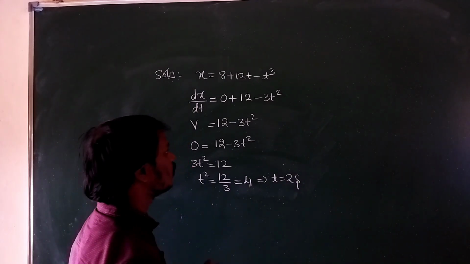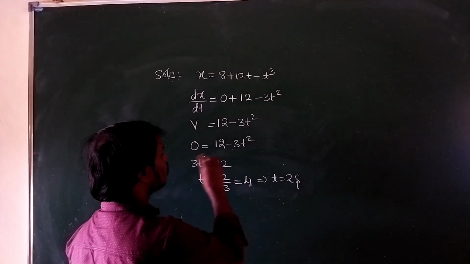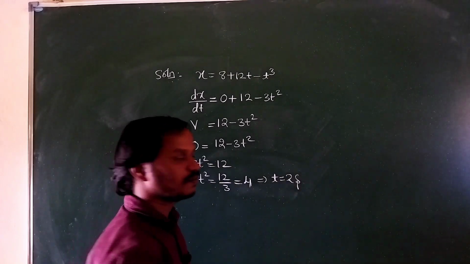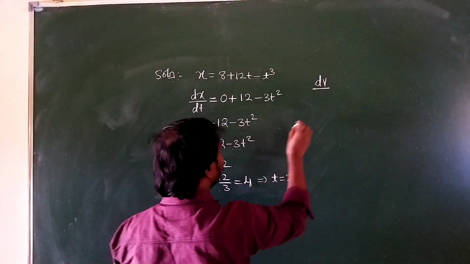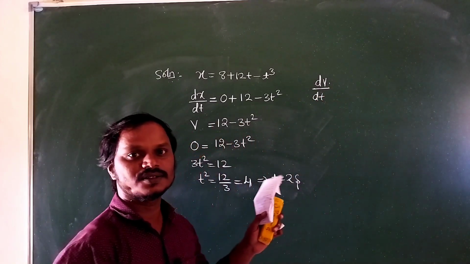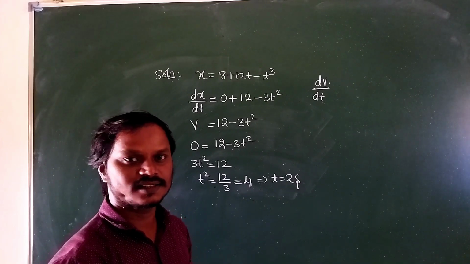Okay. Now what is acceleration? Acceleration is nothing but the rate of change of velocity. Once again differentiating this equation with respect to time, that means dv/dt. What is dv/dt? It is called acceleration, because the rate of change of velocity is called acceleration.